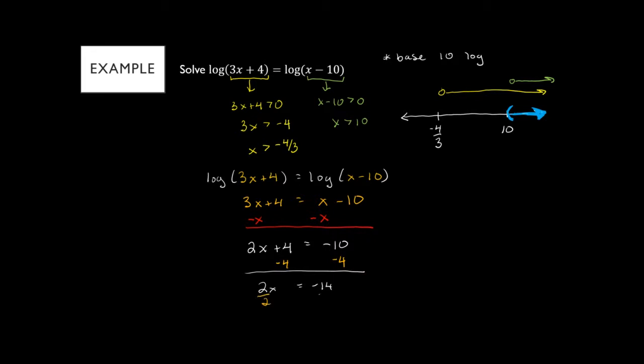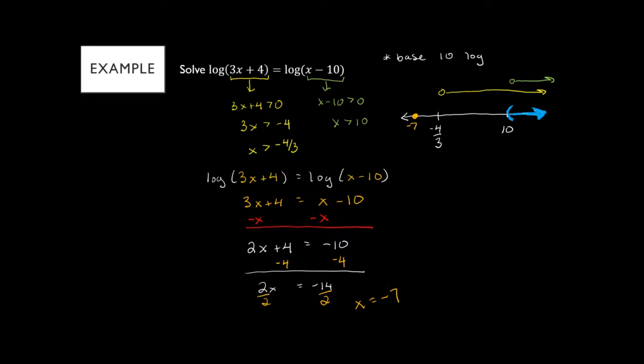And then when we divide both sides by 2, we get x is equal to negative 7. So our answer is over here on our number line. So we are outside of our possible answers. We got an answer, but it doesn't work. And we will check our answer just to be safe.